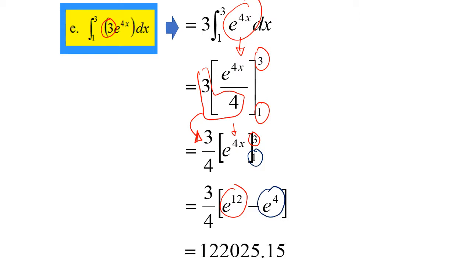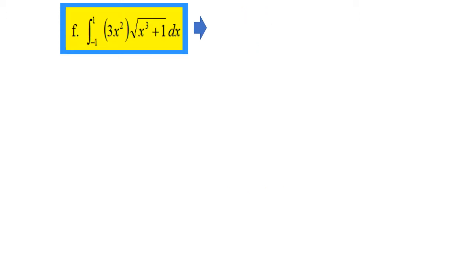So after you are using your own calculator, you will get 1222025.1. The next question here, the integration of 3x squared times the square root of x cubed plus 1 dx from -1 to 1.